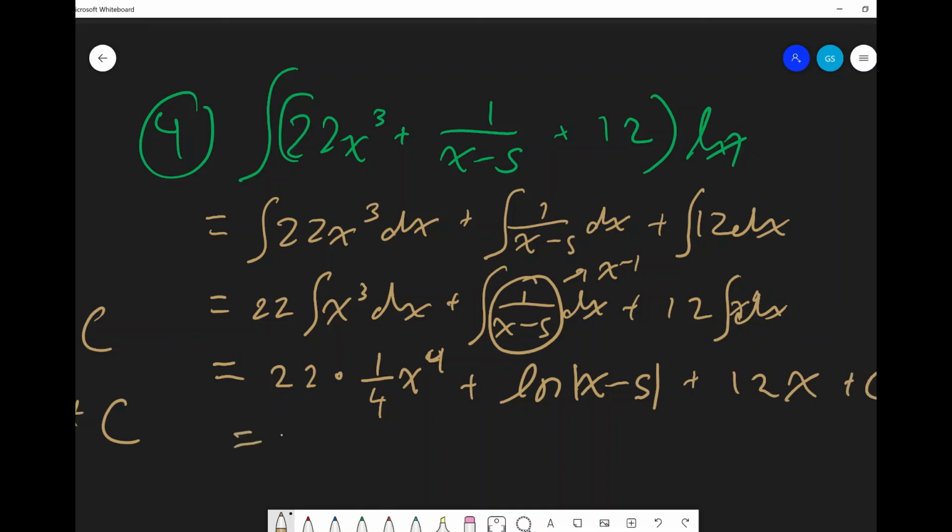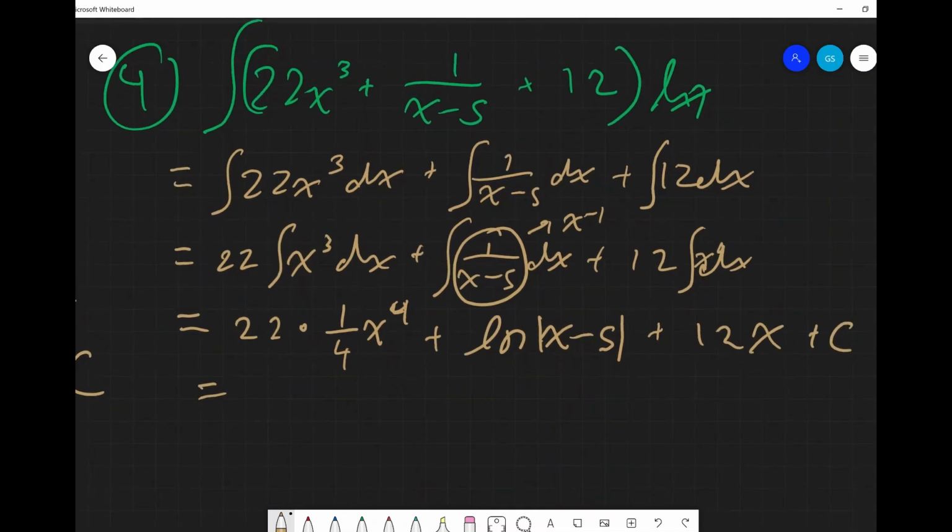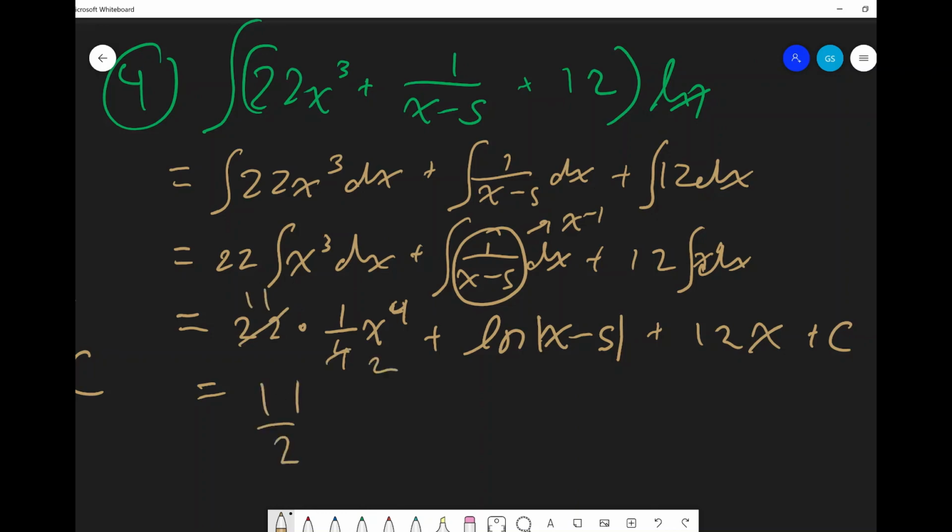Simplifying all of this, 22 over 4, we can divide both things by 2 to simplify. 22 divided by 2 gives us 11. 4 divided by 2 is 2, so you get 11 over 2 x to the 4, plus this guy, plus 12x plus c. And that is it.